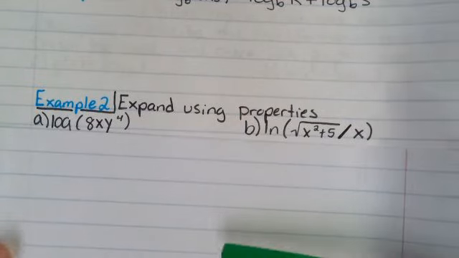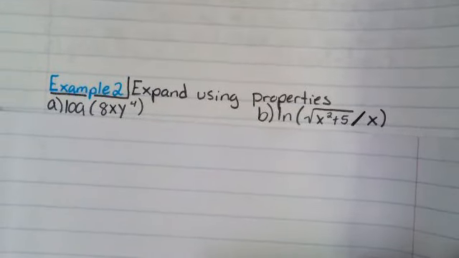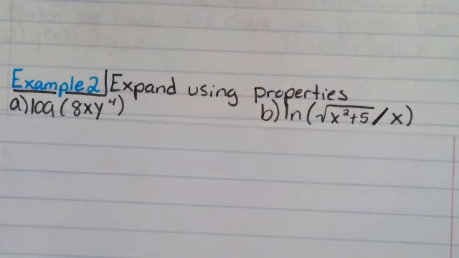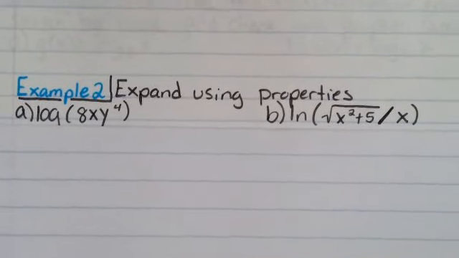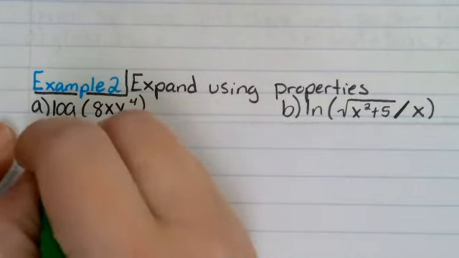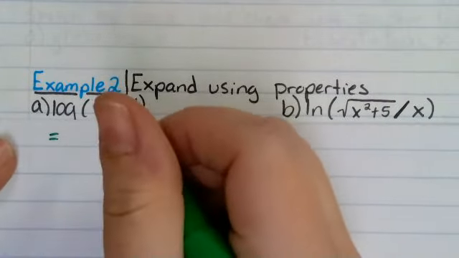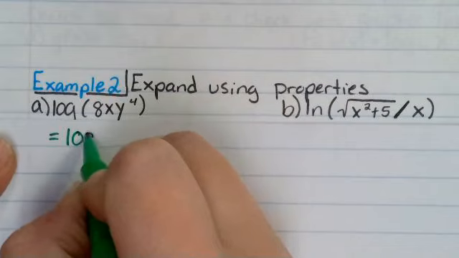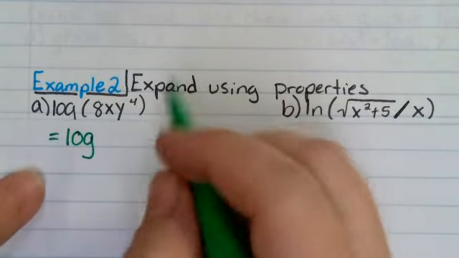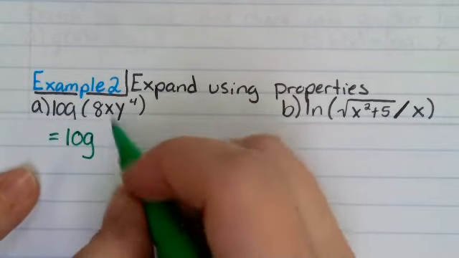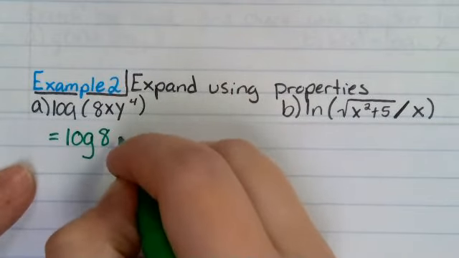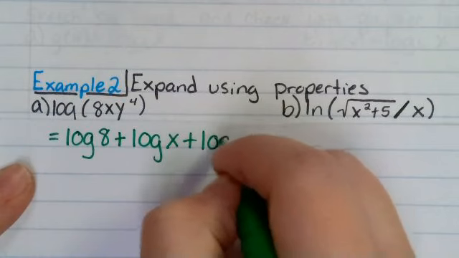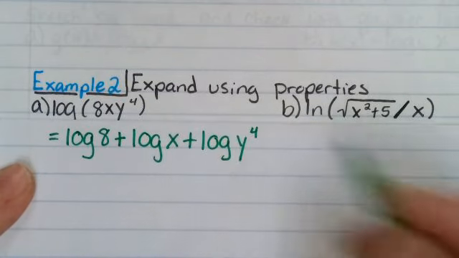Okay, but it says expand using properties. Well, I've got log of 8 times x times y to the 4th. That's what we're starting off with here. Let's zoom this in just a hair. All right, so if we're working with log of 8 times x times y to the 4th, what I'm going to be using to work through this is the product property. To start off with, that product property allows me to rewrite this as a sum of logarithms. We just showed how that works, but it allows you to do basically a shortcut. And I can rewrite this as log of 8 plus log of x plus log of y to the 4th.